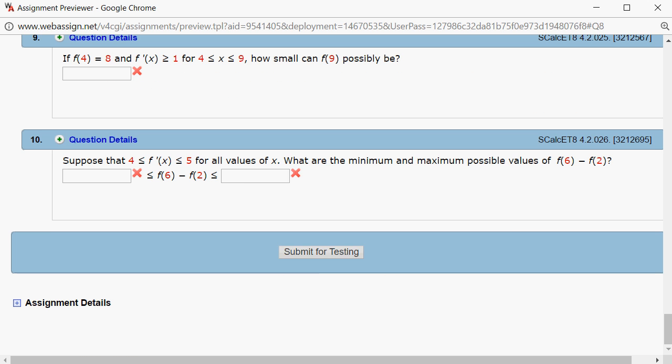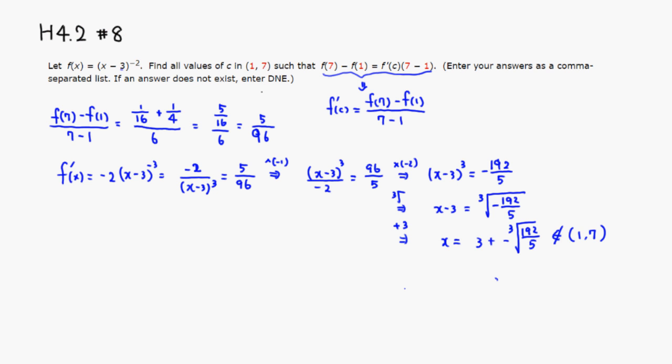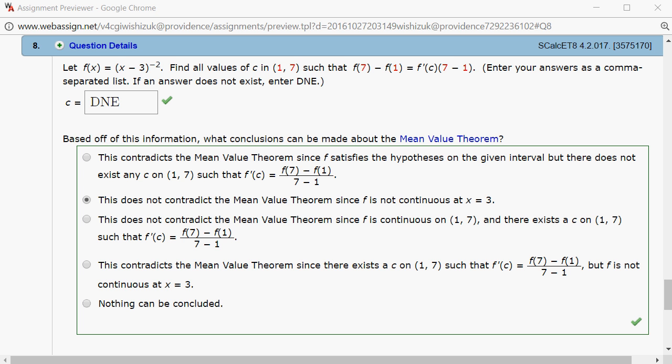So let's check the answer. All right, it came back, and it looks like we got both of these correctly. All right, that's it. I hope that this was clear.